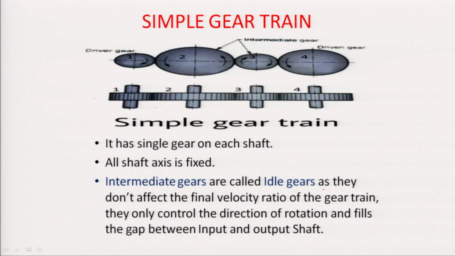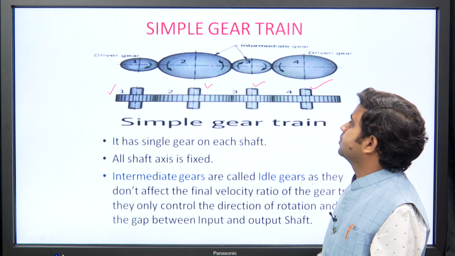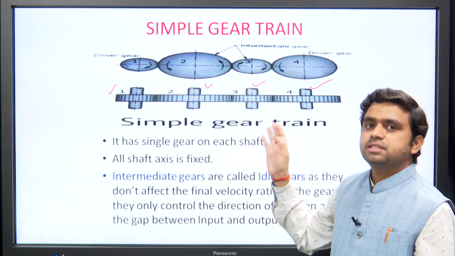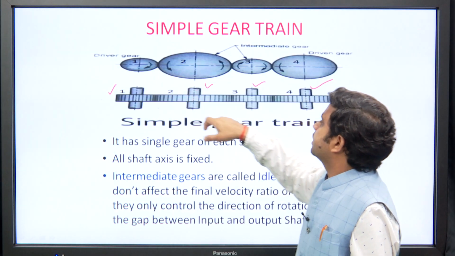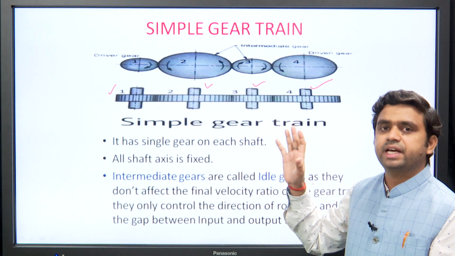Now, let us understand the simple gear train with the help of this figure. In this figure, there are 4 gears in this simple gear train: gear 1, 2, 3 and 4. Gear 1 is in mesh with gear 2, gear 2 is in mesh with gear 3 and gear 3 is in mesh with gear 4. And each gear is on a separate shaft. So, this is known as a simple gear train, and each shaft axis is fixed. Only gears are rotating, but shaft axes are fixed.